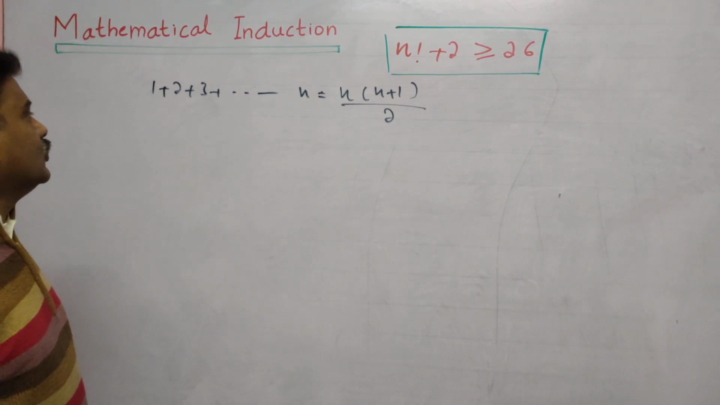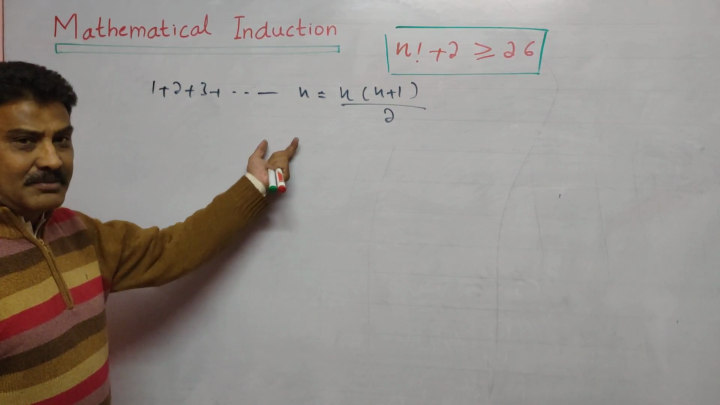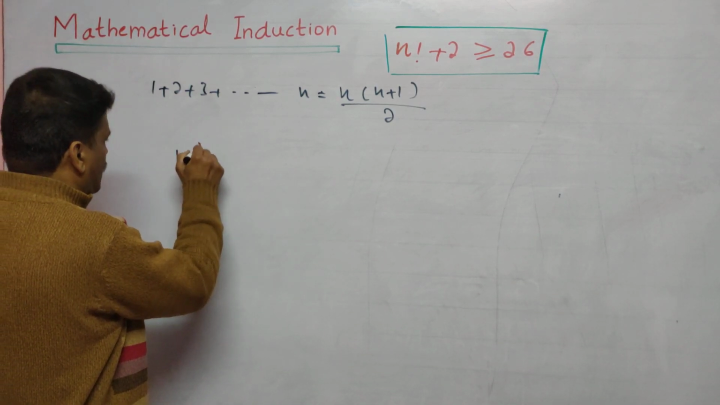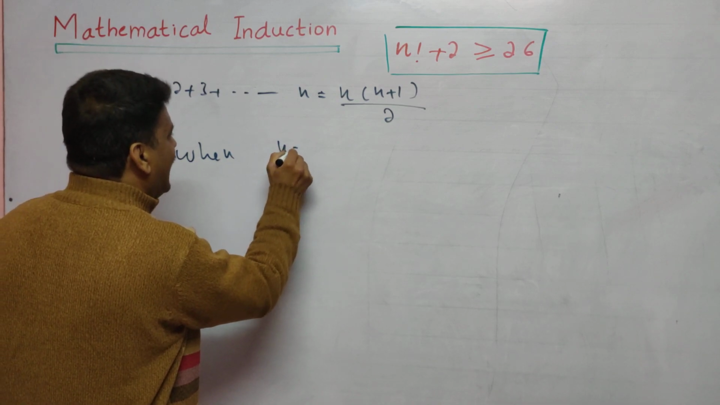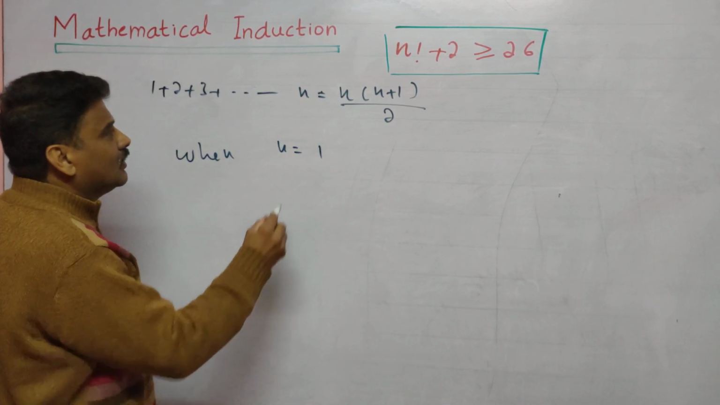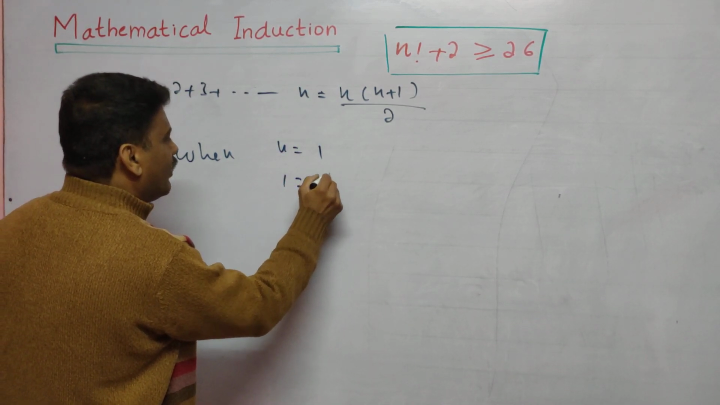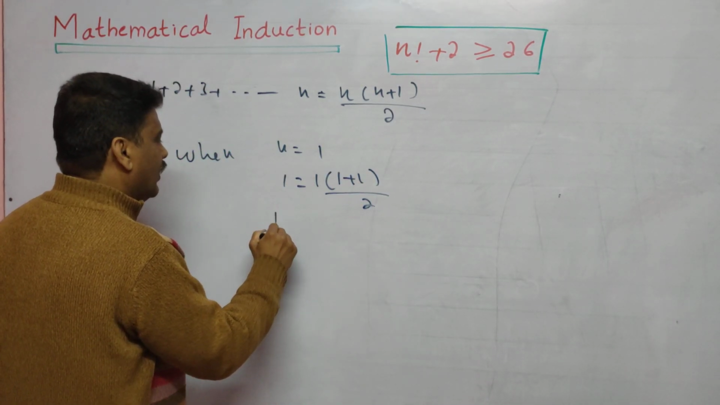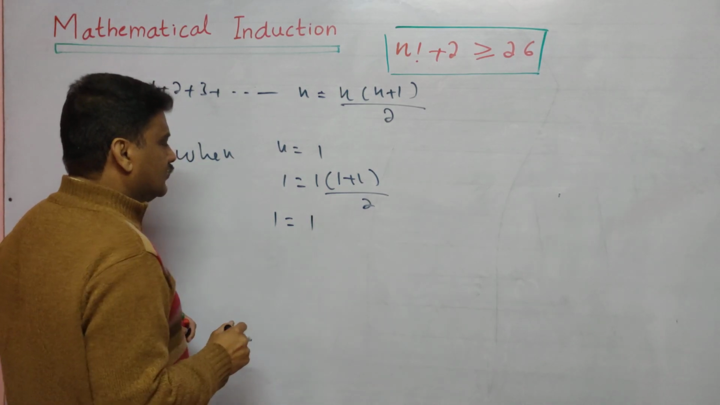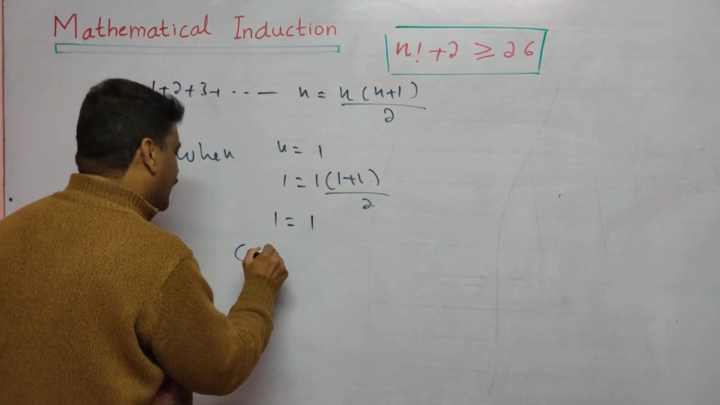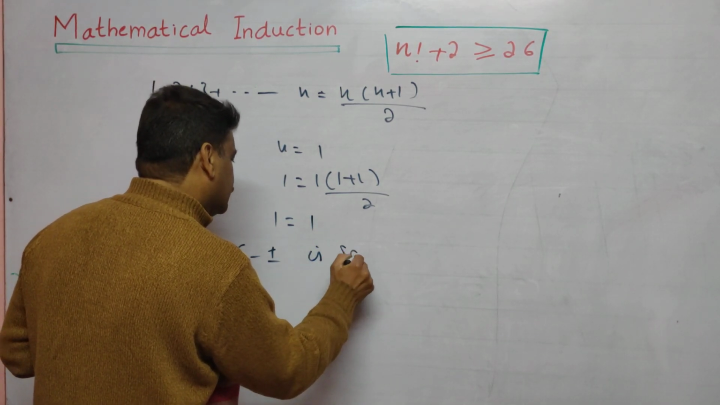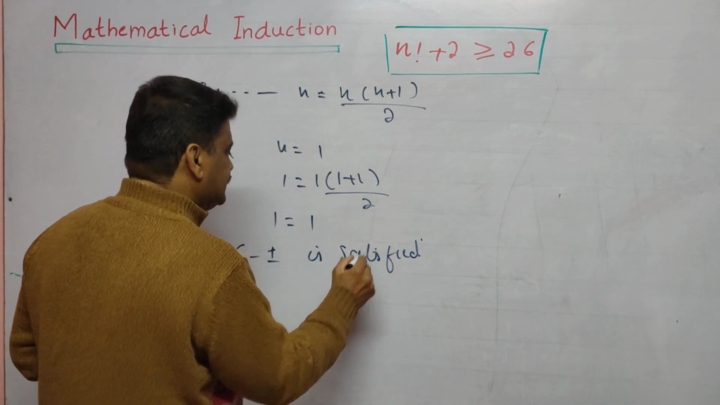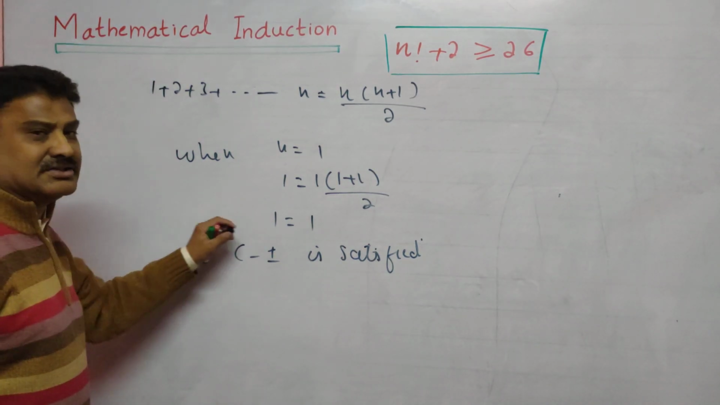So, we will solve this example to understand it better. When n is equal to 1, 1 is equal to 1 times 1 plus 1 by 2. 1 is equal to 1. C1 is satisfied. C1 is satisfied means condition 1 is satisfied.